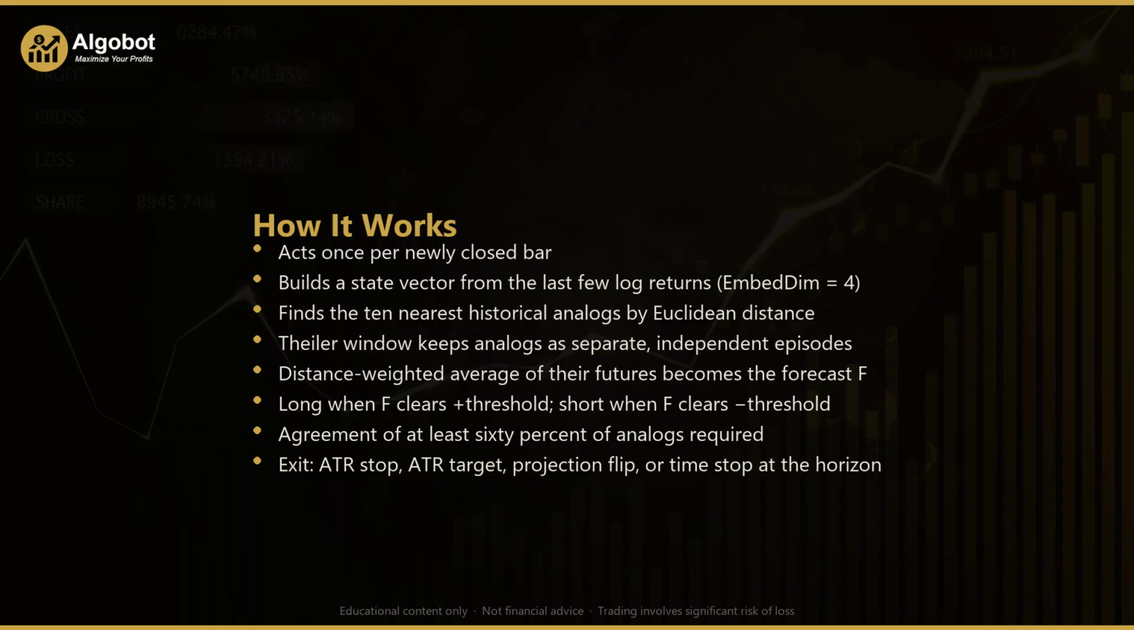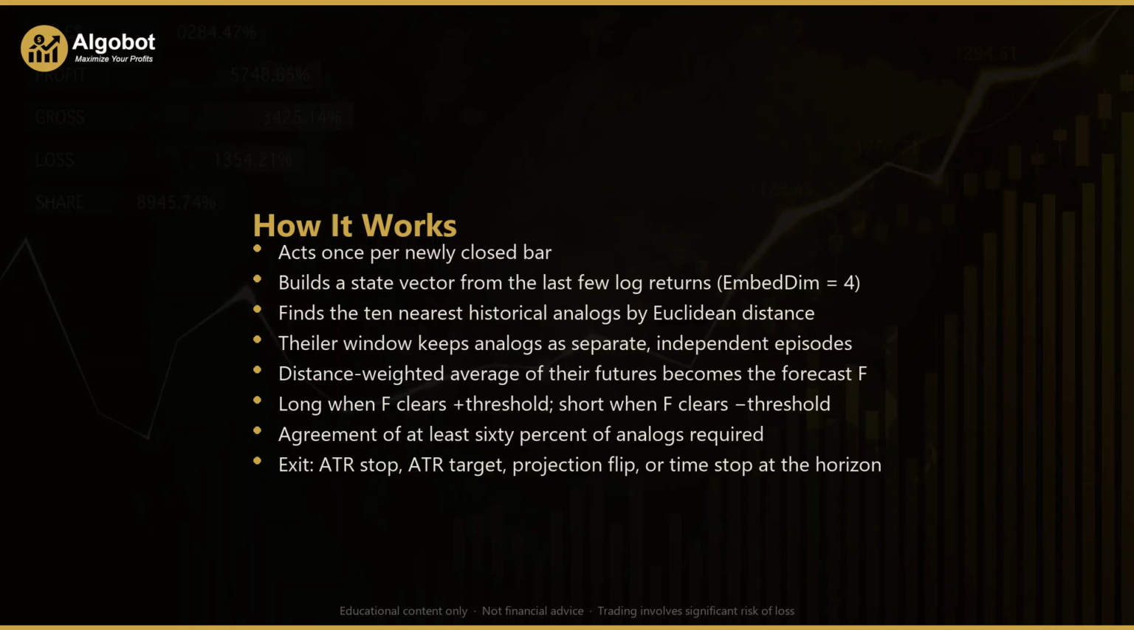Now the decision. The strategy compares F against a threshold expressed in volatility units, the ThresholdSigma, times the return standard deviation, times the square root of the horizon. This makes the bar breathe with the market. If F rises above the positive threshold, the desired direction is long. If F falls below the negative threshold, the desired direction is short.